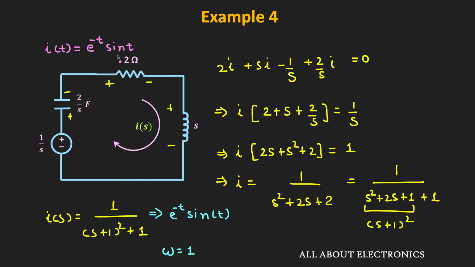So in this way, with the help of the Laplace transform, we can easily find the transient response of the second order RLC circuits. I hope through these examples you understood how we can use the Laplace transform for the circuit analysis and how we can find the transient response of any circuit.